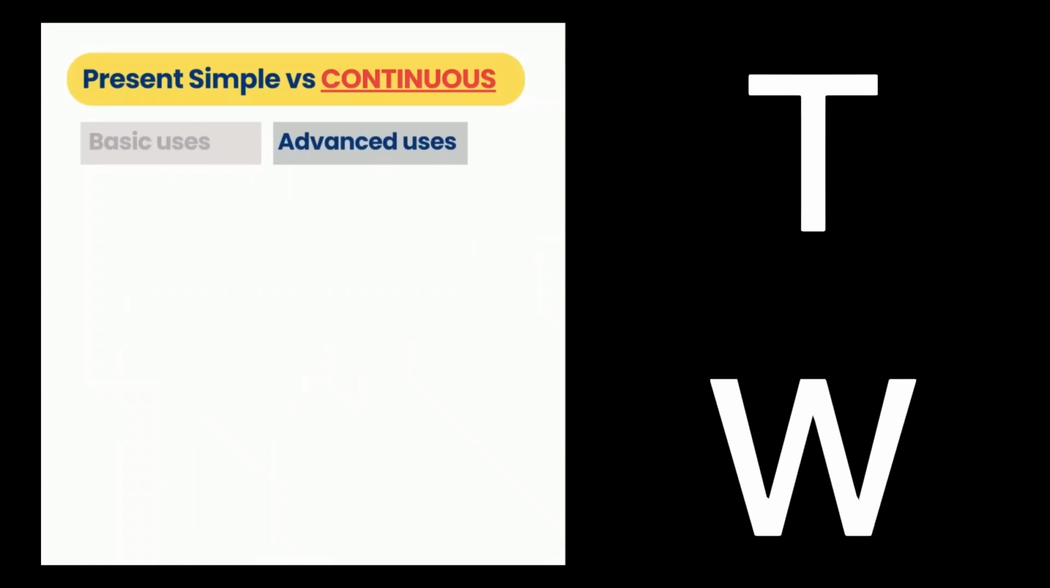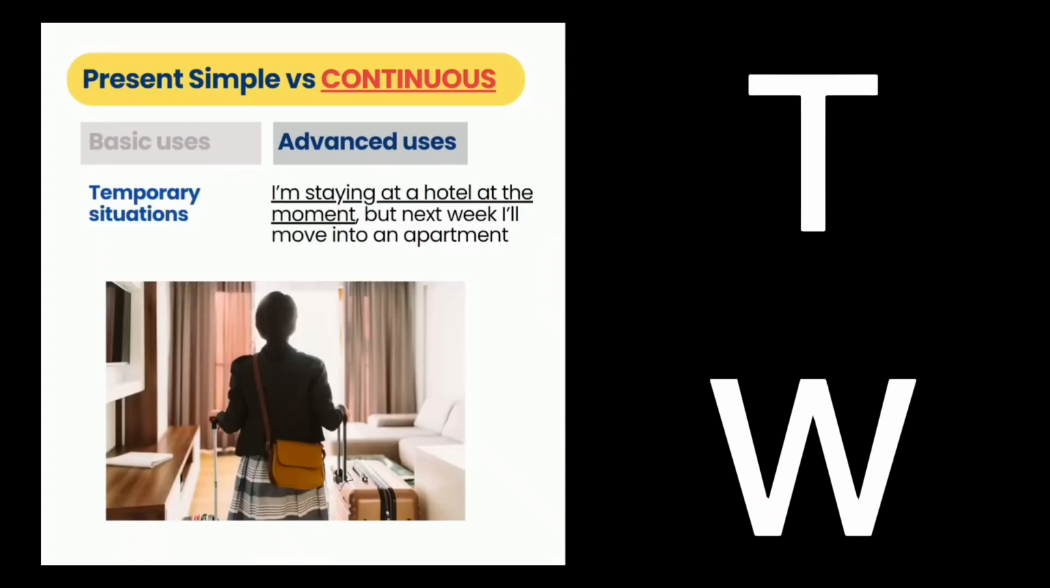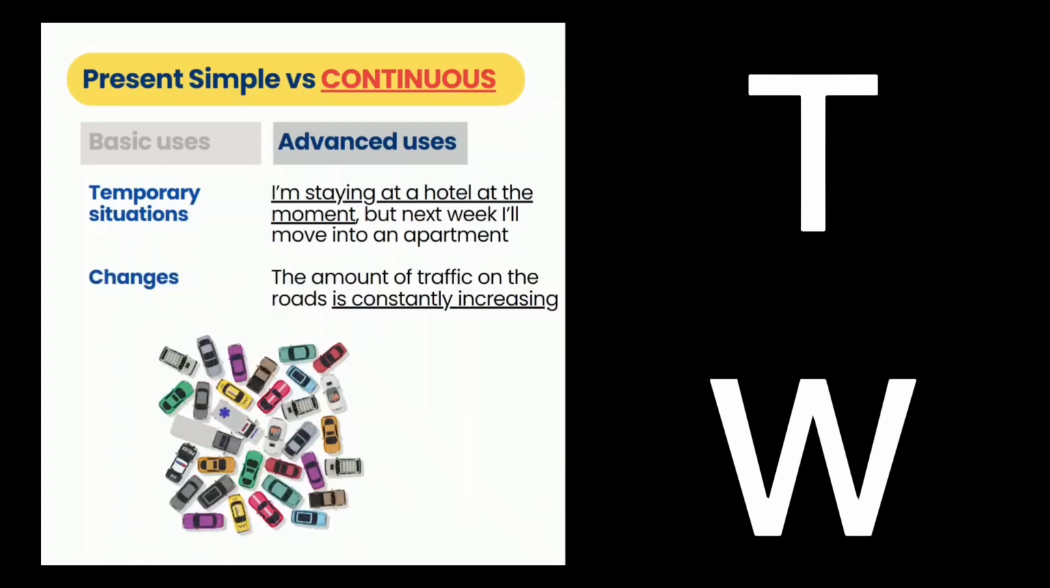But there are advanced uses of the present continuous too. Temporary situations can use the present continuous. I am staying at a hotel at the moment, but next week I'll move into an apartment. So to emphasize the fact that staying at a hotel is temporary, use the present continuous. Also, for changes in general. The amount of traffic on the roads is constantly increasing. So to indicate a change is happening in something, particularly with words such as increase or decrease, use the present continuous.